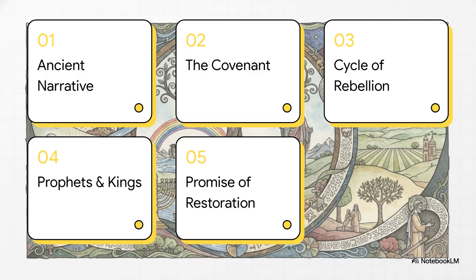Number 1, the ancient biblical narrative. 2, establishing the covenant. 3, the cycle of rebellion. 4, prophets, kings, and consequences. And finally, 5, the promise of restoration.